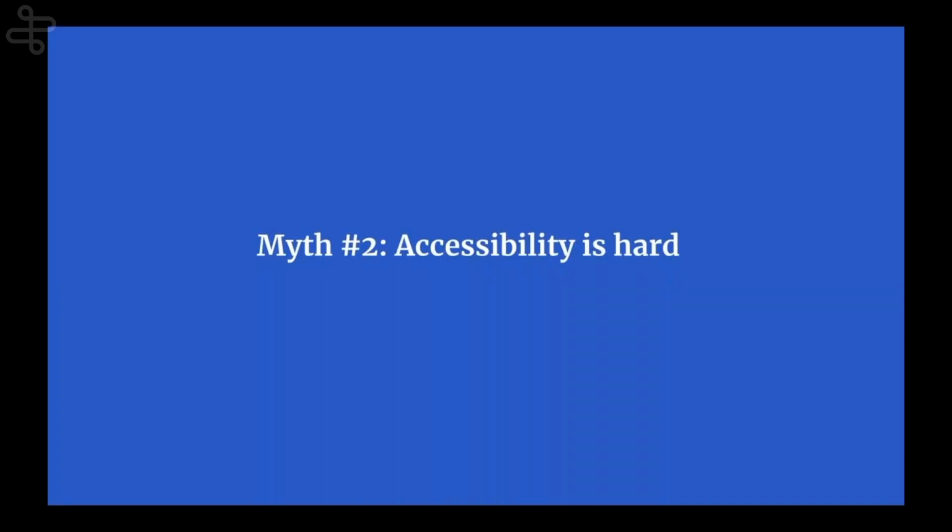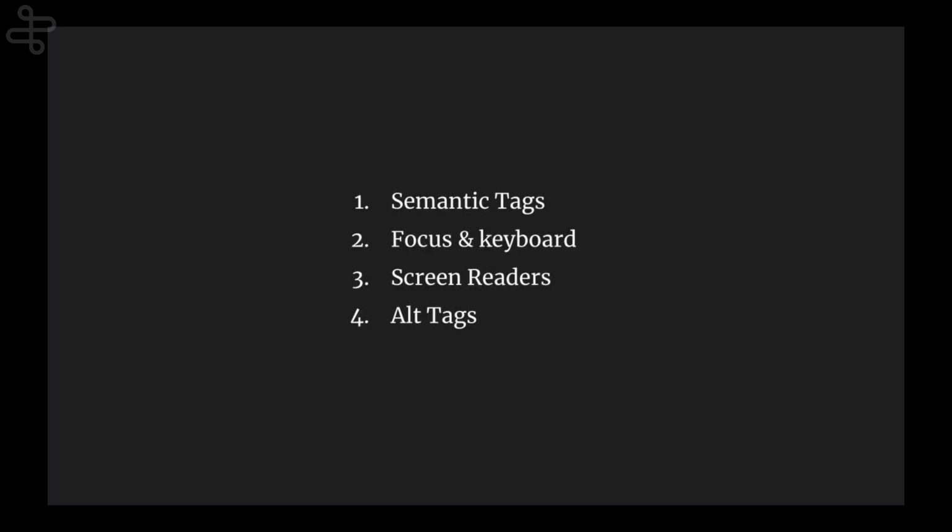Now the second myth is accessibility is very hard. This is the biggest excuse I have seen, that achieving accessibility is very hard. But we need to understand that it is not so hard. If you start using semantic tags of HTML, you will see that a lot of issues automatically get resolved. All you need to do is just start using semantic tags of HTML. If you follow the semantic tags, you will see that automatically your keyboard support is also getting in shape.